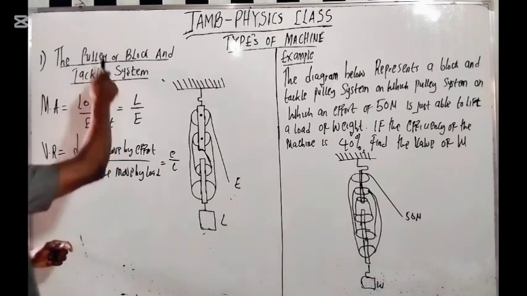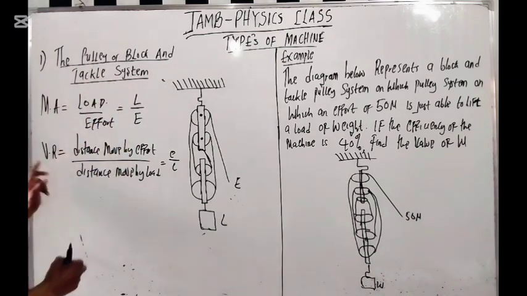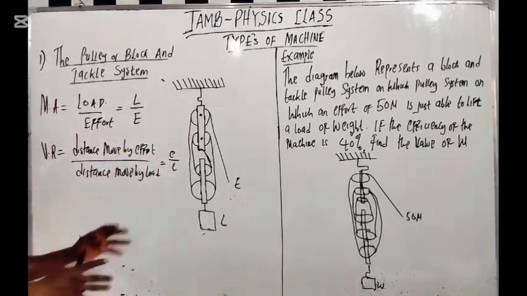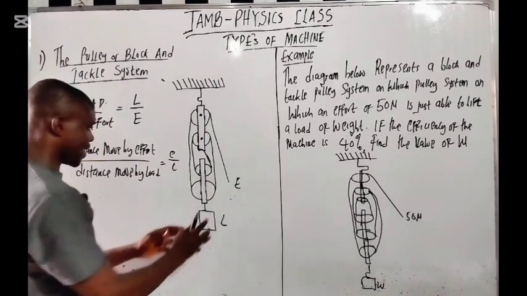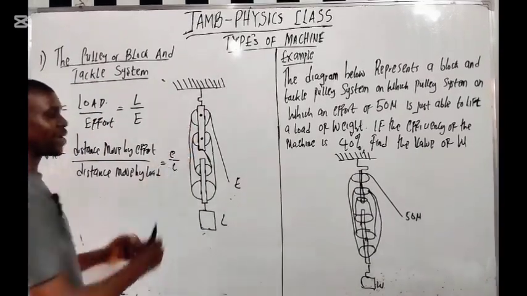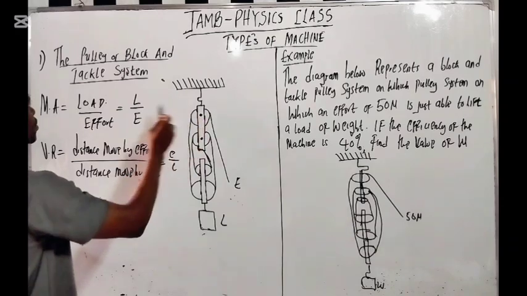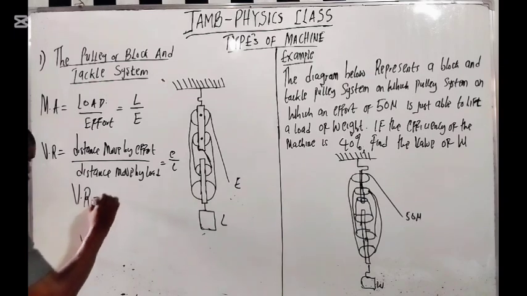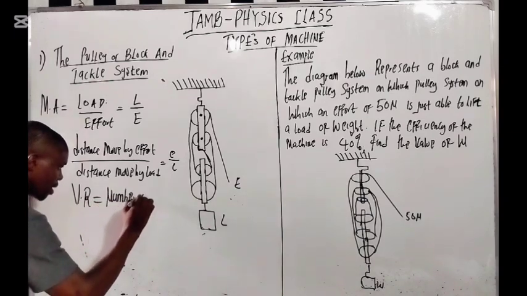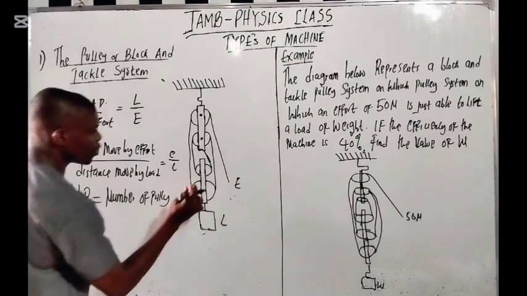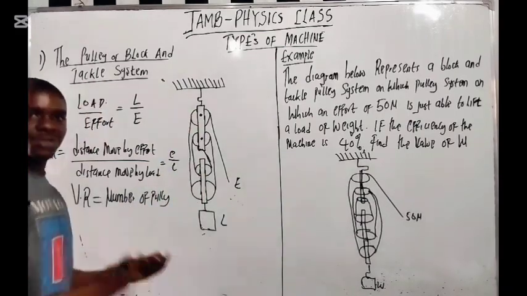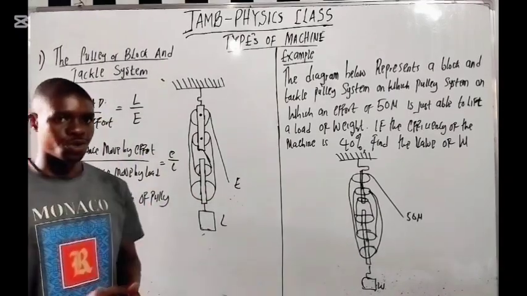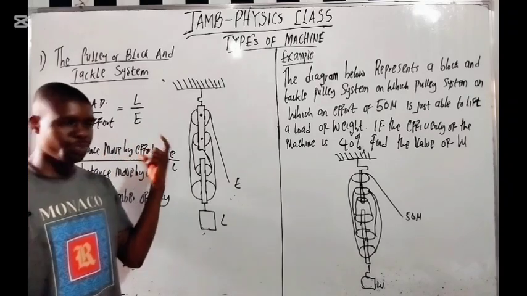But when it comes to the pulley system here, the velocity ratio is the number of pulleys. So in the block and tackle system, once you are given the number of pulleys, that is the velocity ratio. It can be 1, 2, 3, 4, 5, 6, or 7, depending on the type of pulley you are using. This is what you want to pay close attention to.